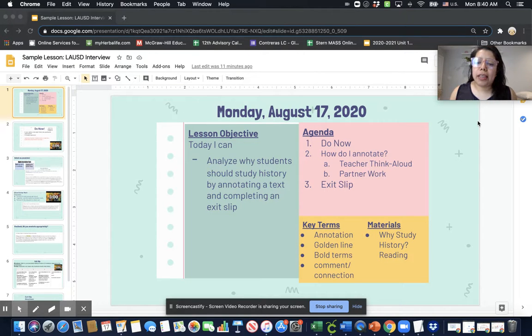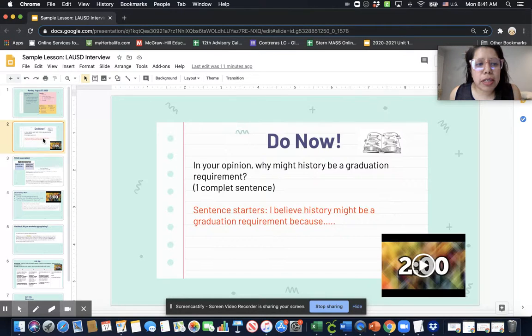Go ahead and take a look at the gold box. These are some key terms that we're going to be using throughout today's lesson, and the material is the Why Study History reading. I'd like us to start with a do now.